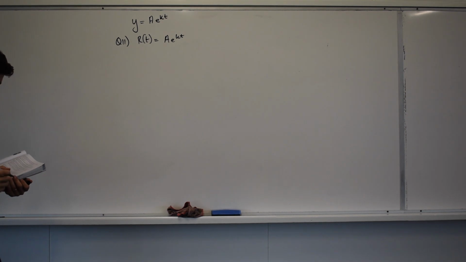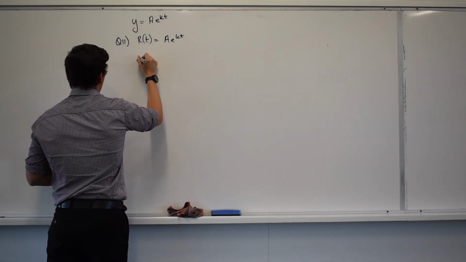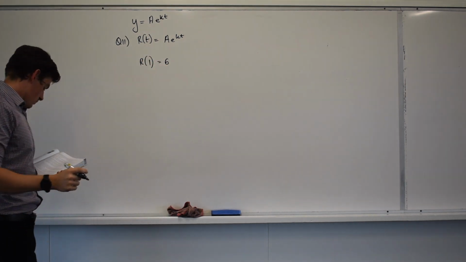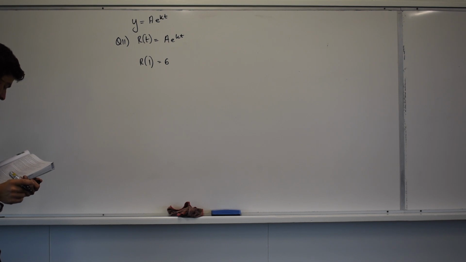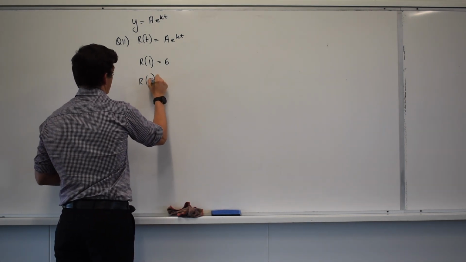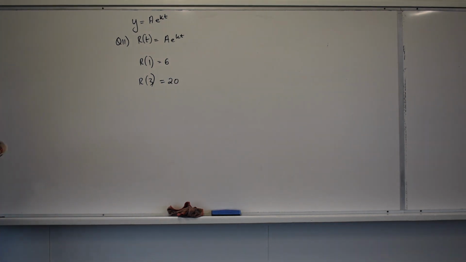It gives us some data. It says at the end of the first year, the zoo, so r of 1 equals 6. No, that's wrong. Oh no, that's r of 1. And r of 3 equals 20. And that is all the information that we need to solve this.